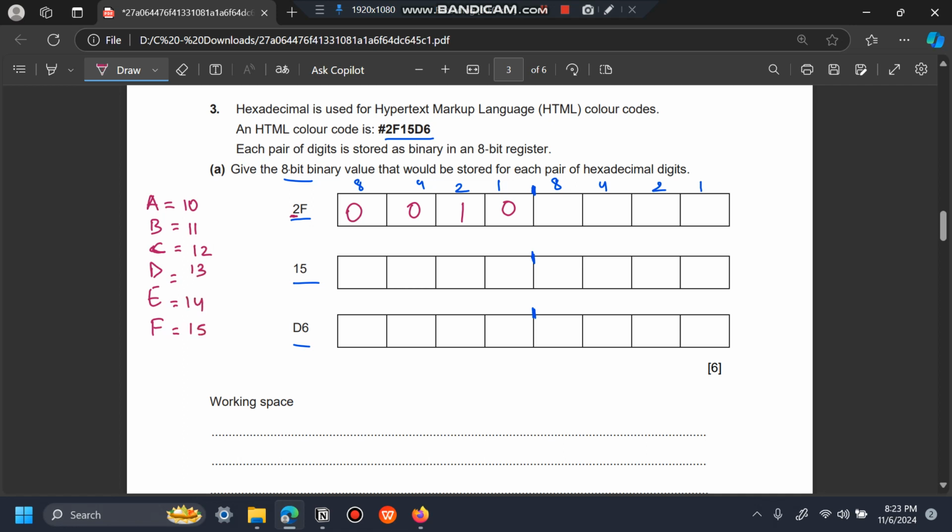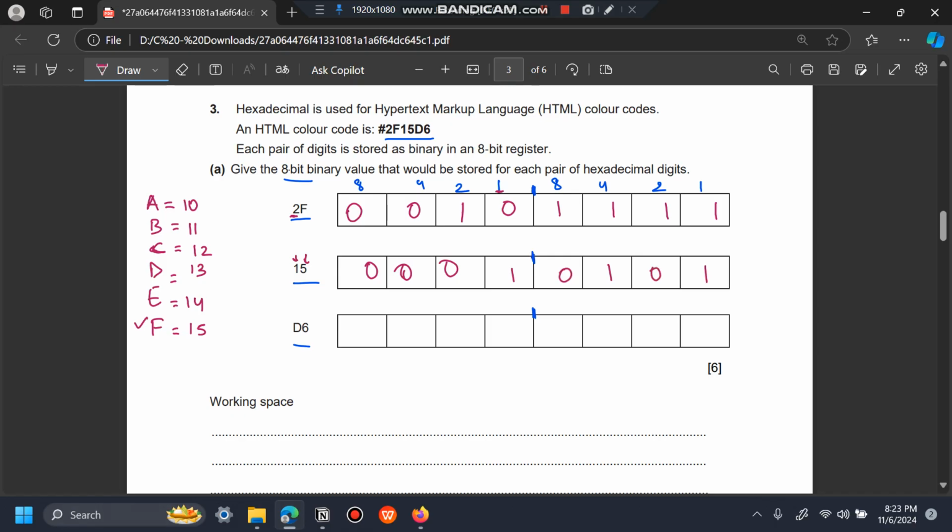So we have f is 15. 15 means all of them are covered, because 8 plus 4 is 12, 12 plus 2 is 14, and 14 plus 1 is 15. Now we have 1 5, not 15, we have 1 and we have 5. So for 1, this place is 1 and the rest will be zeros, and then we have to cover 5, so it will be 4 plus 1, that is 5, and the rest will be zeros.